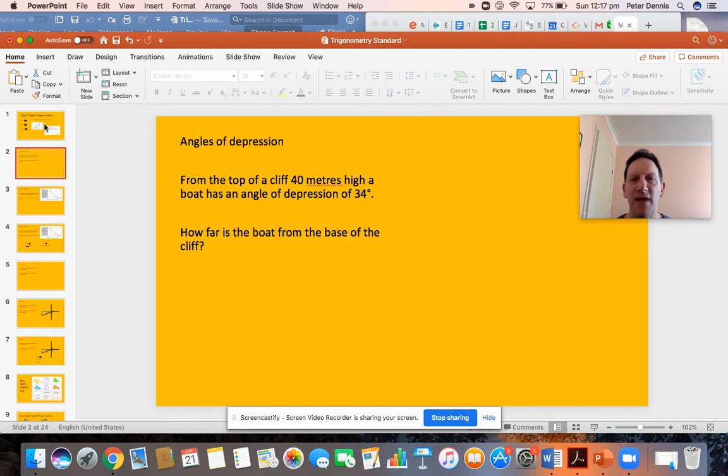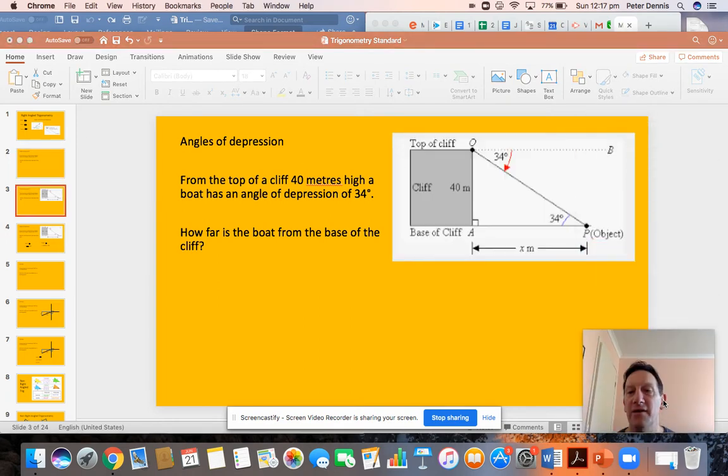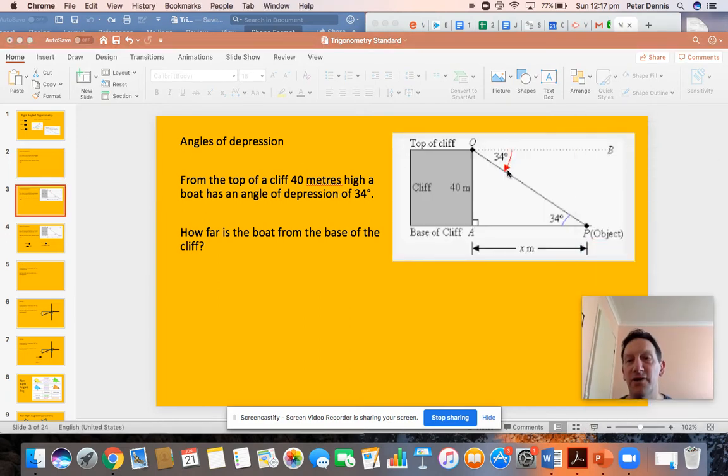But it's a case of how would you draw that picture? From the top of a cliff 40 meters high, a boat has an angle of depression of 34 degrees. How far is the boat from the base of the cliff? So where would that 34 degrees go? Hopefully you understand that the 34 degrees goes here, outside of the triangle.